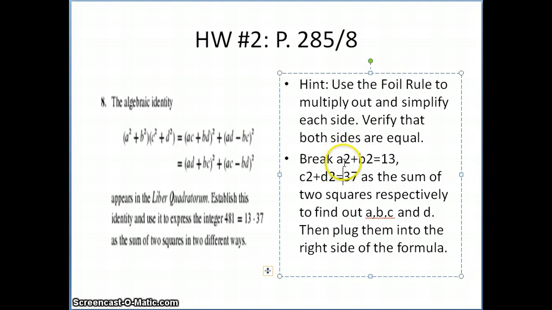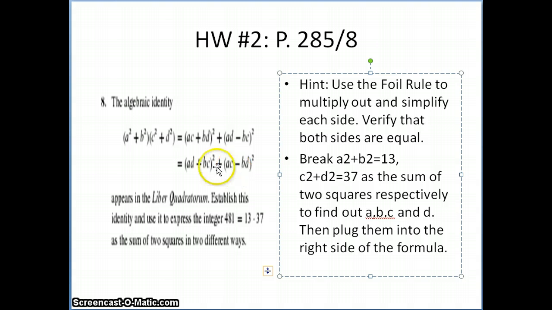And try to find out A and B. So it's going to be very easy to break 13 as a number squared plus another number squared. Just try the numbers like 1, 2, and 3. We should be able to find out. And similarly, break down 37 as c squared plus d squared, two numbers squared. And then using these two expressions, we can find out A, B, C, D.